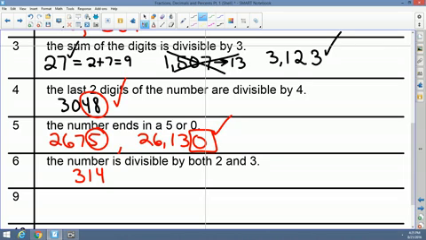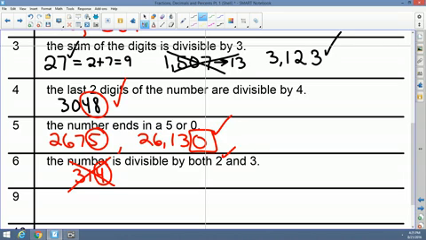314 is divisible by 2 because it is an even number. It ends in a 0, 2, 4, 6, or 8. So it is divisible by 2. That works. And then if I look at the rule for 3, 3 plus 1 is 4, plus 4 is 8. Now this will not work. Okay? That is not going to work because it has to be divisible by both 2 and 3.